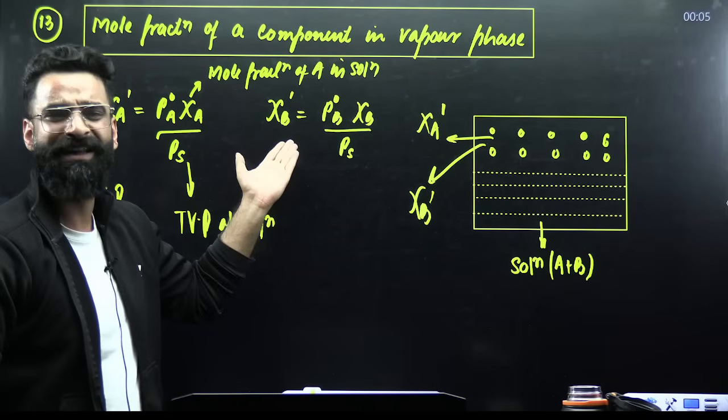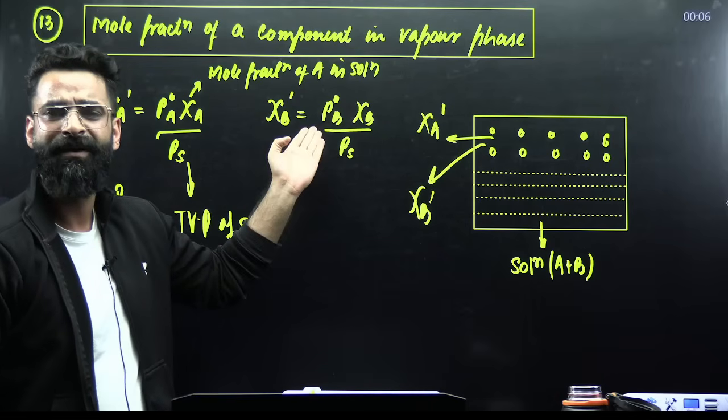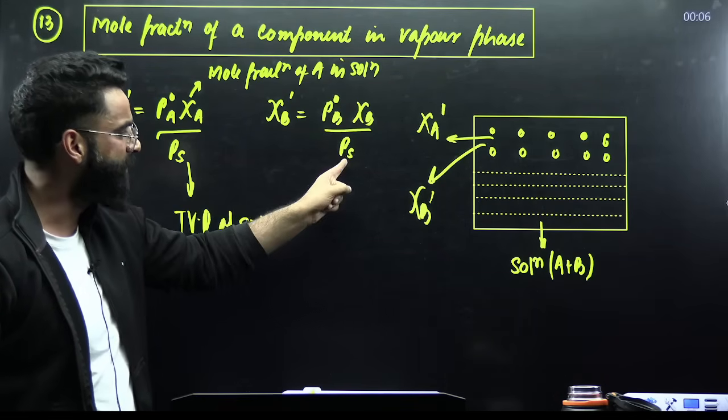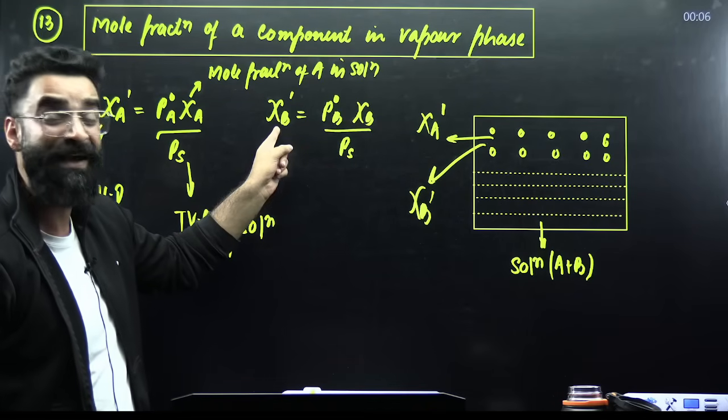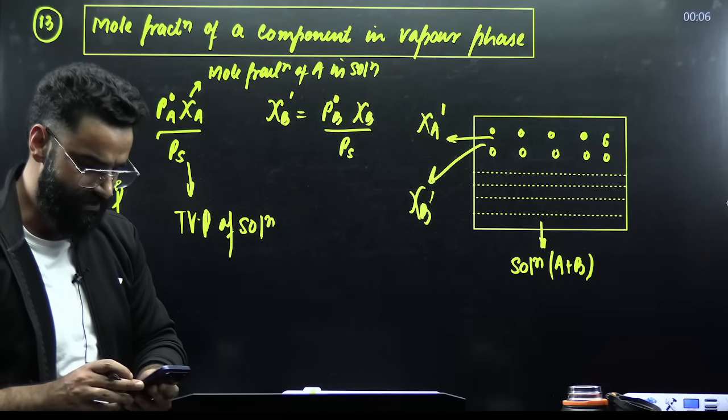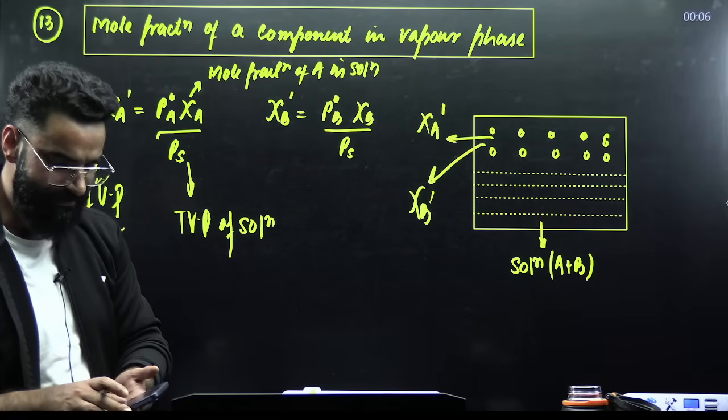Calculate the mole fraction of B in the vapor phase: P naught B chi B divided by PS. What is chi B? Mole fraction of B in solution phase. PS, total vapor pressure of solution. Chi B dash, mole fraction of B in vapor phase. Anything can be asked from here as well. I believe this is also clear.